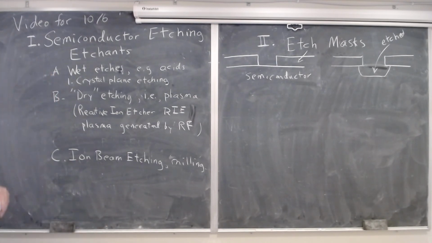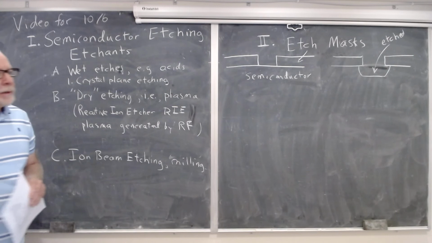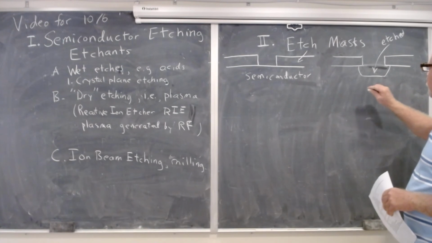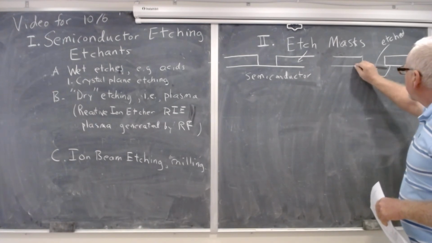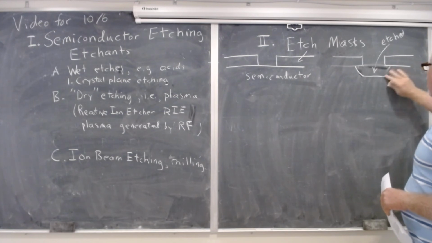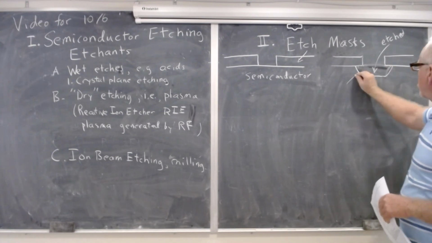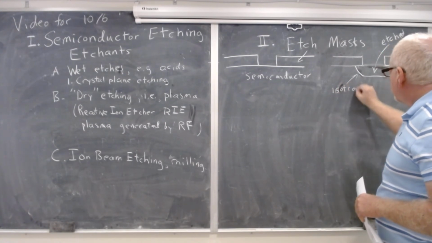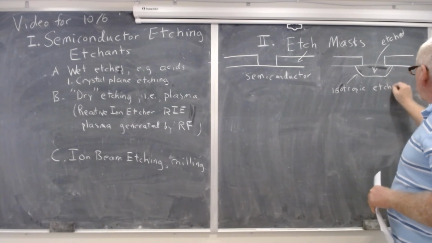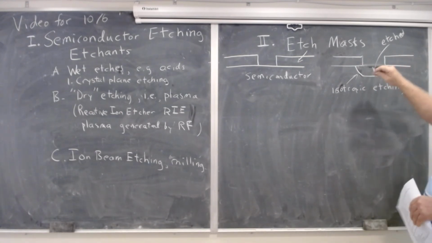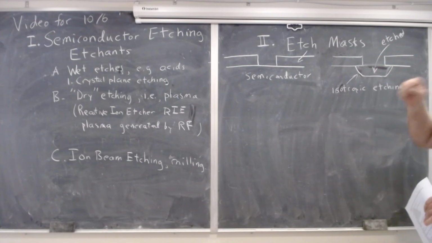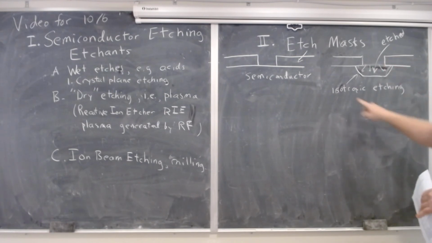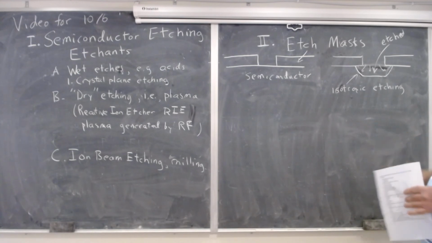Now here I'm introducing some terminology that describes what happens when you perform the etch. Here, I'll make it a little bit more exaggerated. This is isotropic etching, meaning the etchant comes down and sort of attacks in all directions. Isotropic kind of means in all directions.